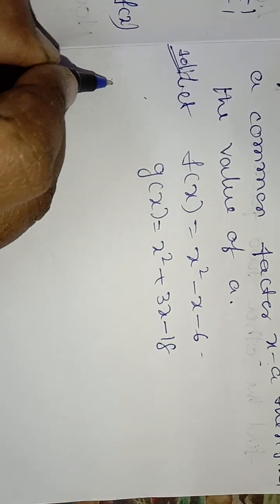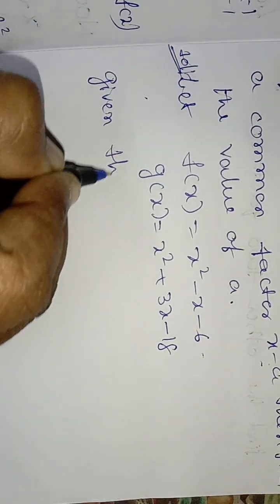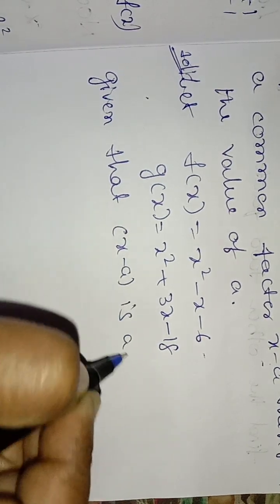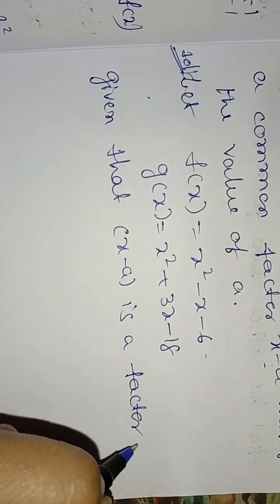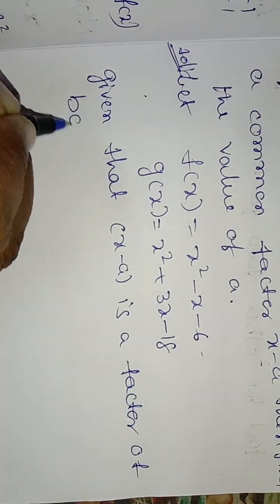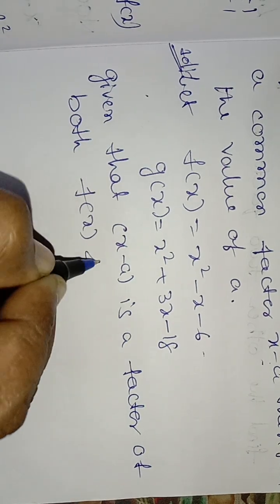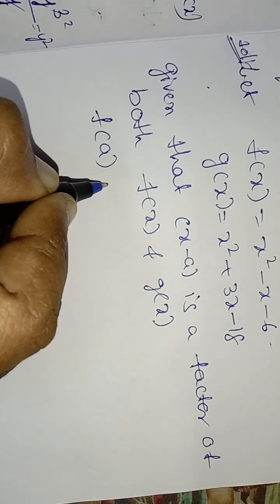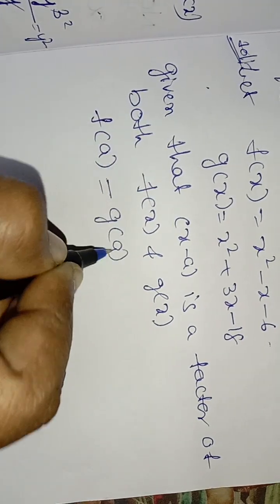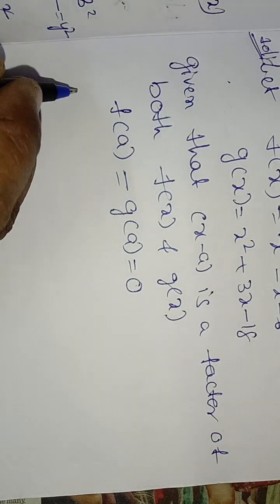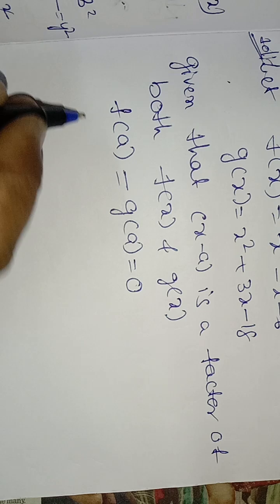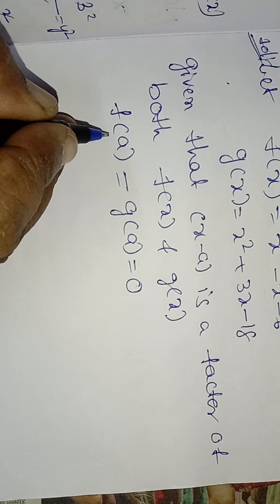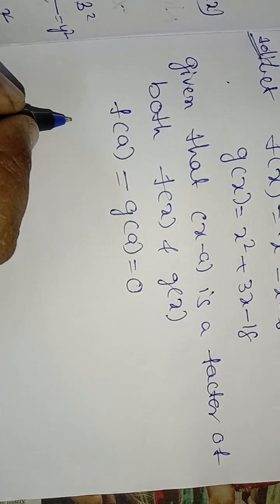So given that x minus a is a factor of both f of x and g of x, right? So f of a, if I substitute, equals g of a equals 0, right? So these two equations are the same. So now substitute your equation with a value. So f of x means f of a, simply change your terms.